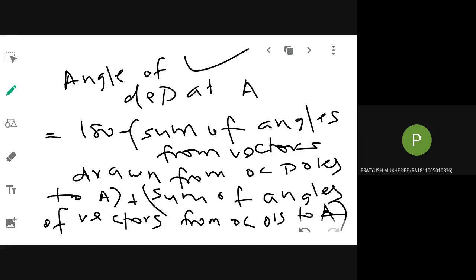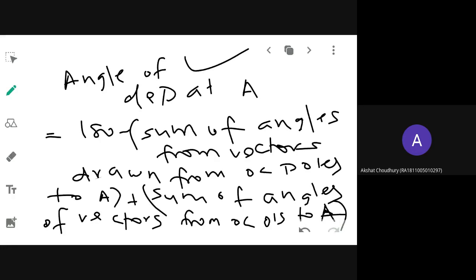Understood? Now why have I considered theta 1 plus theta 2? What are theta 1 and theta 2? Three or four times I have drawn the vectors joining that pole A. Yes or no? What is drawn from? Drawn from open loop poles to point A. Open loop zeros.